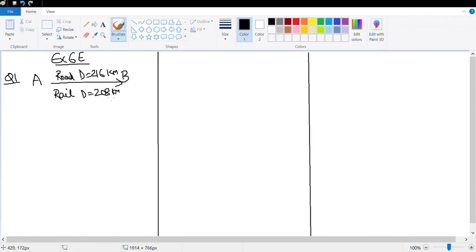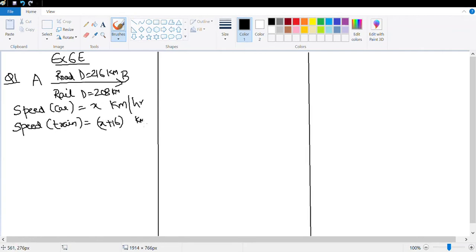Okay. A car travels at a speed of, so the speed is given. Speed of car is given to be x kilometer per hour, and the speed of train is 16 kilometer faster than the car, which means we add, so speed of train is x plus 16 kilometer per hour.